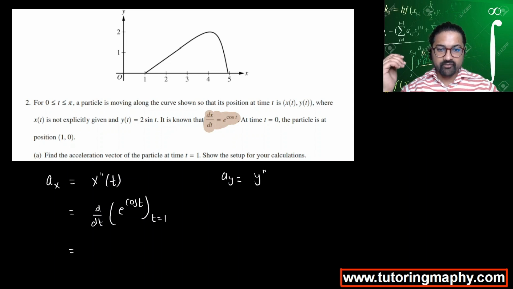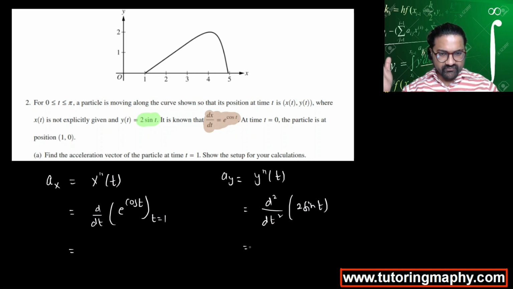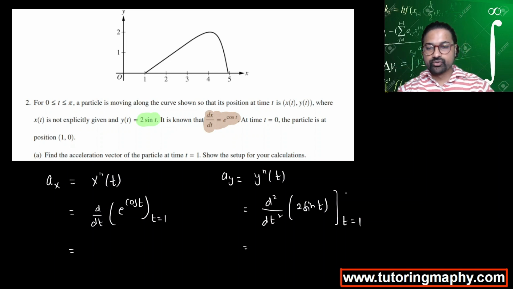double derivative of the y function, of course. So it will be d square over dt square of the y function, and the y function is already given to us as 2 sine t. So this comes over here as 2 sine t. And once again, we need this value at t equal to 1. So all we need to do is go to the calculator section and find this. Give me about 1 minute to find these things. Feel free to fast forward.